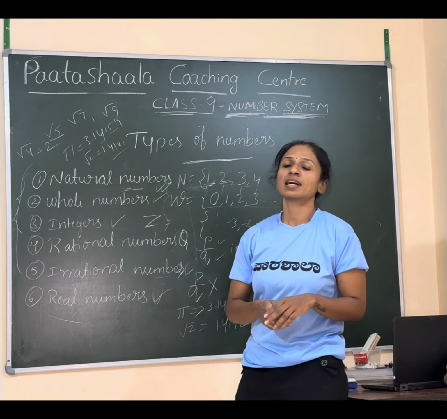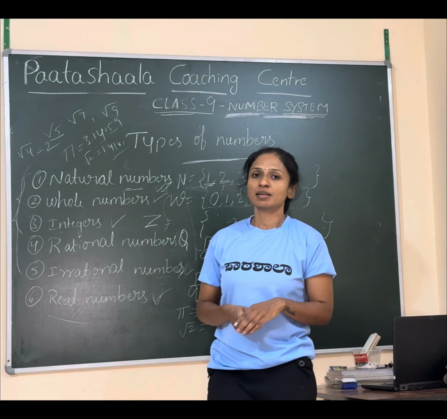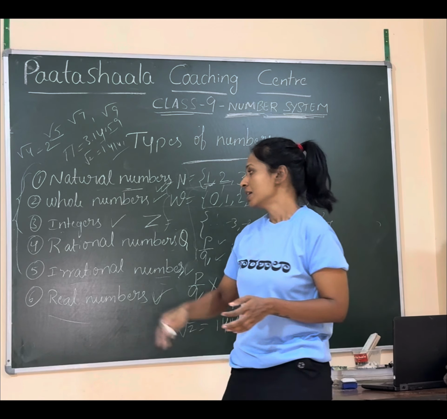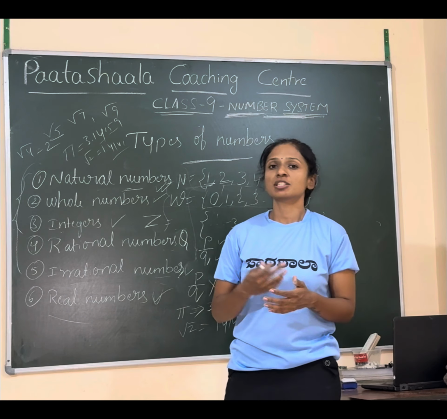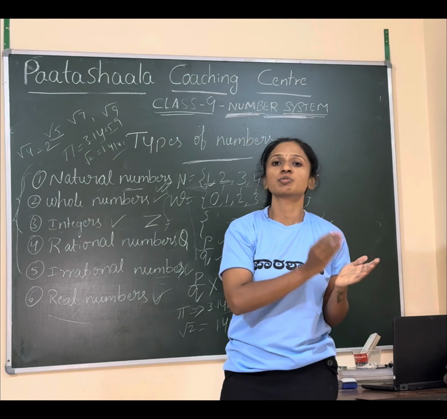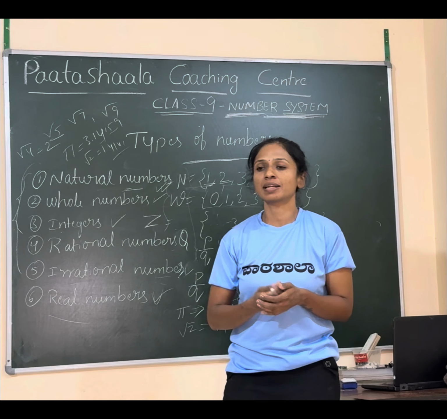And the last one, and the most important type of numbers, is the real numbers. Real numbers are the combination of both rational numbers and irrational numbers. So the combination of all these numbers is called real numbers. That means the numbers which we get in daily life, from positive to negative, from smaller to big, including fractions, decimals, even a special symbol like pi.